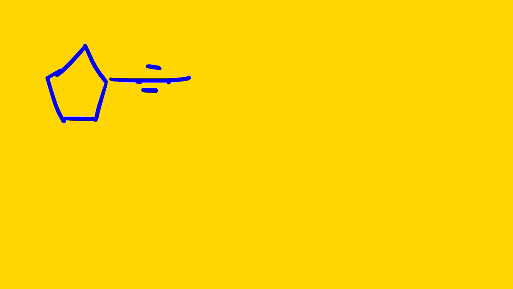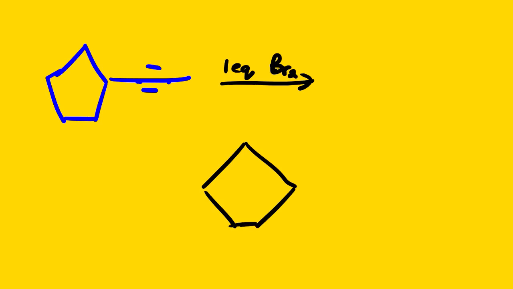If, let's say, the very same example, these are the carbons, we have 1 equivalence of bromine. The product would be like this. Should be a trans. Then we have a double bond here.